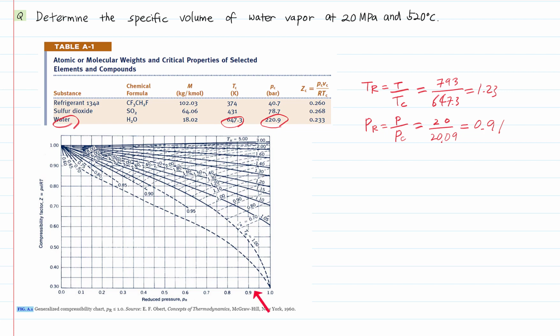At reduced pressure 0.91, which is about here, and reduced temperature 1.23. So this solid line indicates reduced temperature. And 1.2 is here, and 1.3 is here. So 1.23 is somewhere in between these two lines. And we need to find where the line for reduced temperature and pressure meets. So read the Z values at this point.